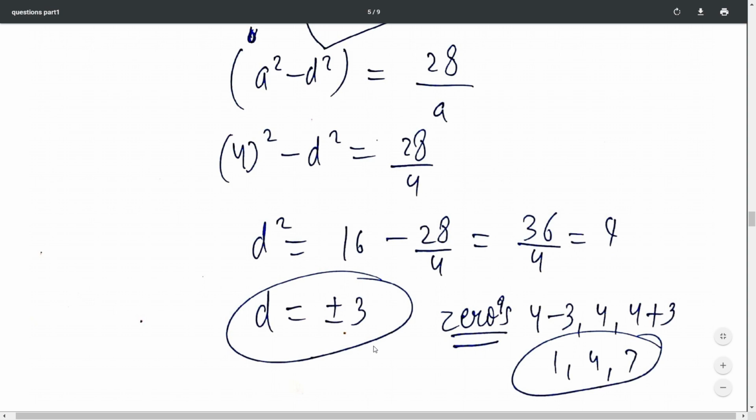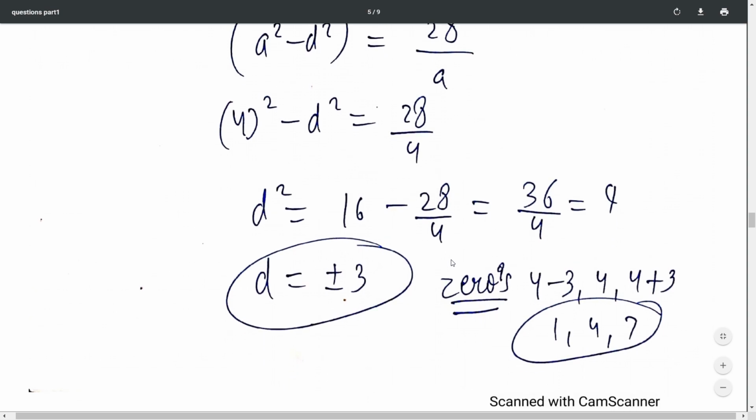So d is plus minus 3. Take any value, it will not matter. Suppose I take plus 3. The roots become a minus d, a and a plus d. A is 4, d is 3. So roots become 4 minus 3, 4 and 4 plus 3. Roots become 1, 4, 7. If you take the other value, roots will come in just the opposite order, 7, 4, 1.